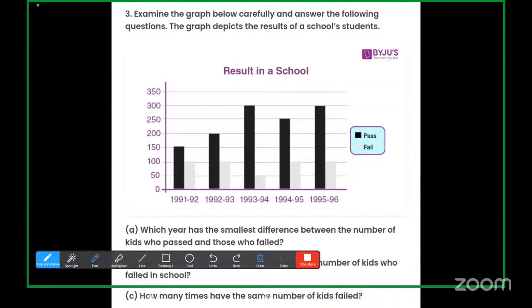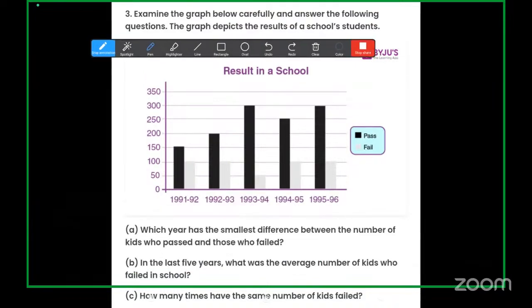Ma'am, the answer to the A1 is that the year that has the smallest difference between the number of kids who passed and the number of kids who failed is 1991 to 1992. Very good. That's right. This answer is 1991 to 92.